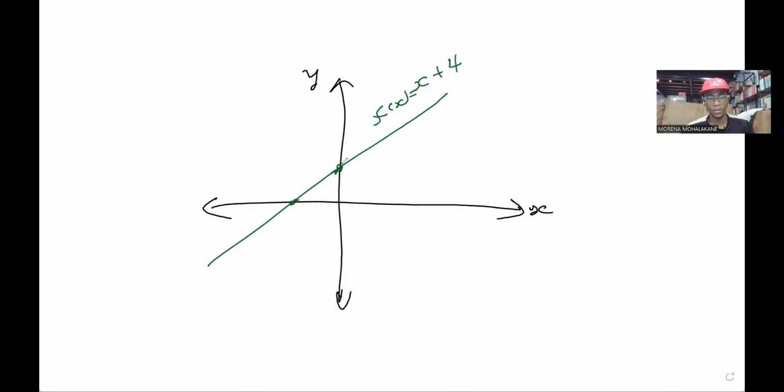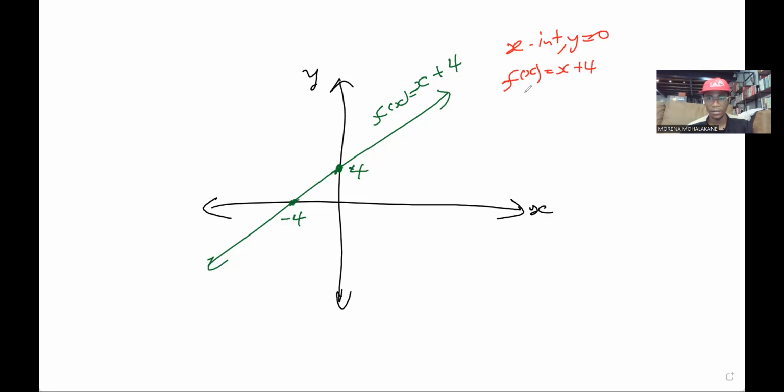Right, so if it's x plus 4, I have the y-intercept here. This is going to be 4. The x-intercept is going to be -4. Good. Now, when you are calculating for the x-intercept, y is equal to 0. You make this substitution in the equation. This is going to be f of x equal to x plus 4.